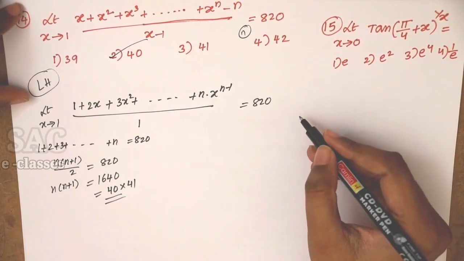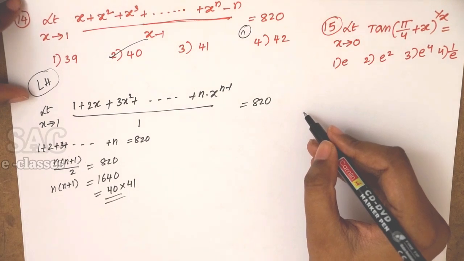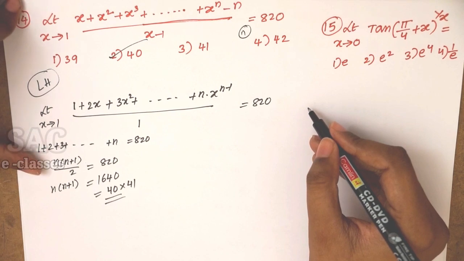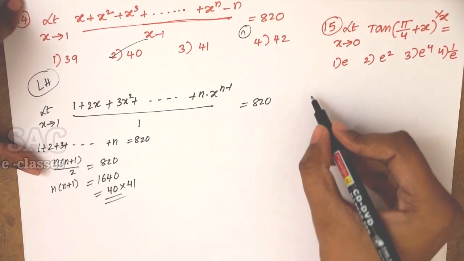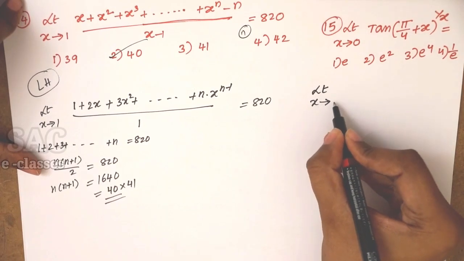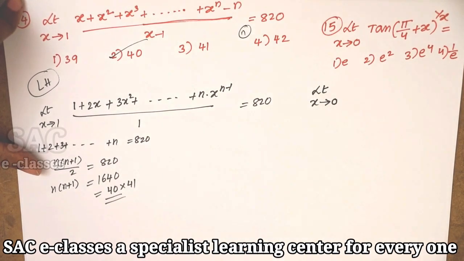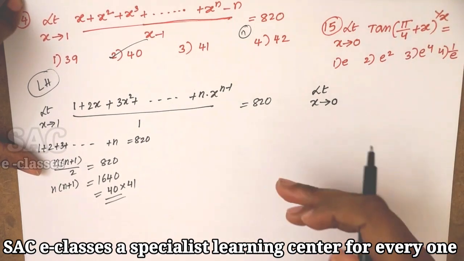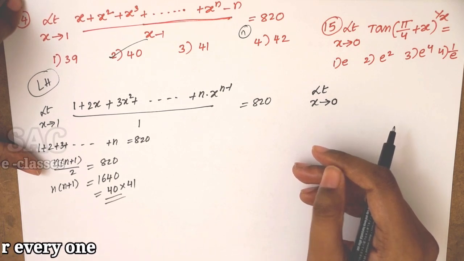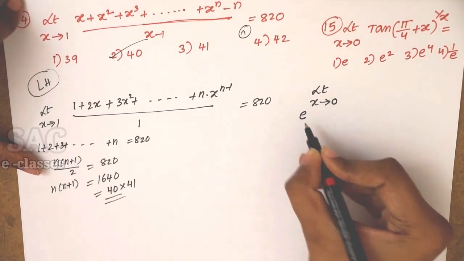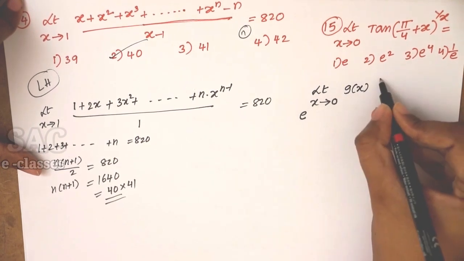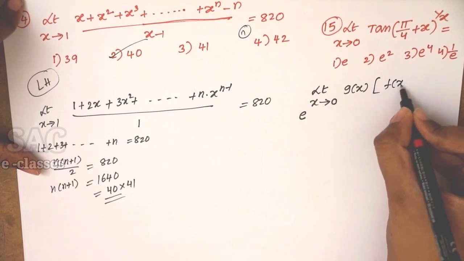Let us move to the 15th problem. Limit x tends to 0 of tan of pi by 4 plus x, whole power 1 by x, value is what? We all know, as I explained in the beginning of this video, whenever there is f of x whole power g of x, it is nothing but the 1 power infinity form. I told you to write it as e power limit x tends to 0 g of x into f of x minus 1.